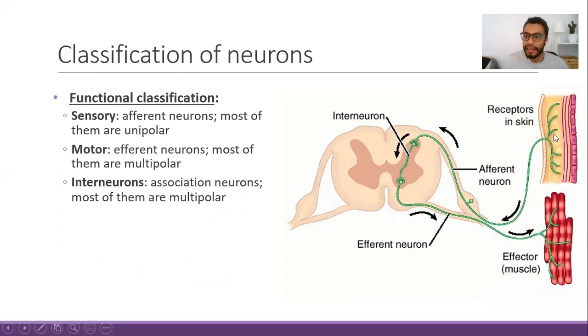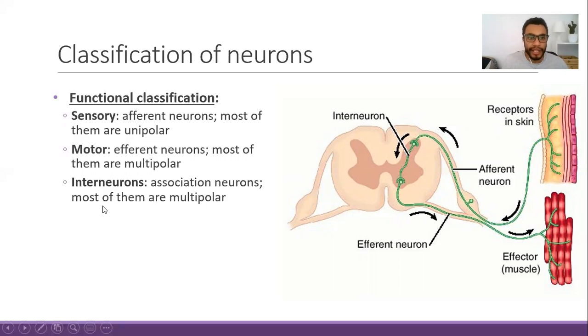Okay, so afferent comes from the skin or the muscle, and then it goes to the dorsal horn of the spinal cord here. So this is afferent or sensory.